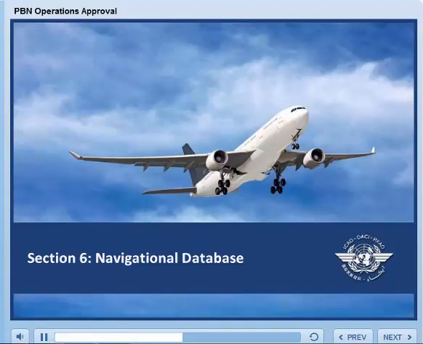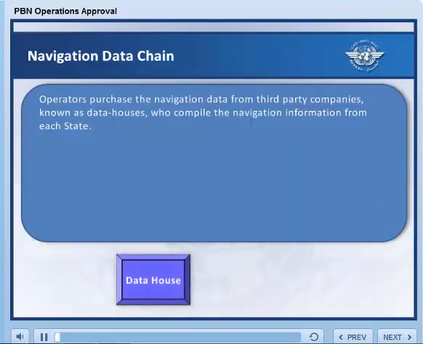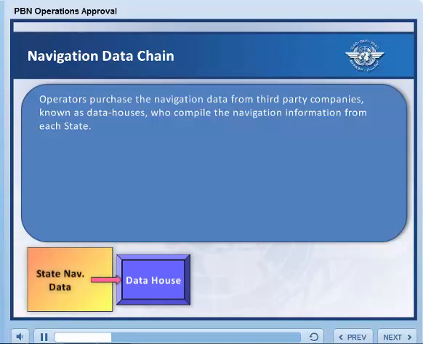Section 6. Navigation Database. Operators purchase the navigation data from third-party companies known as data houses, who compile the navigation information from each state to support the operator's requirement.